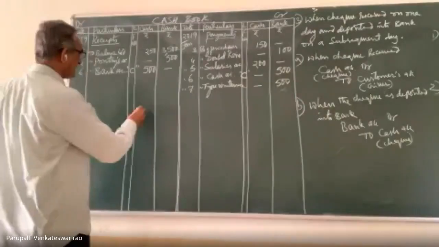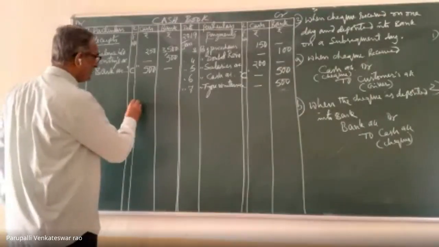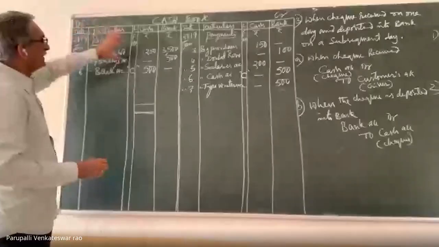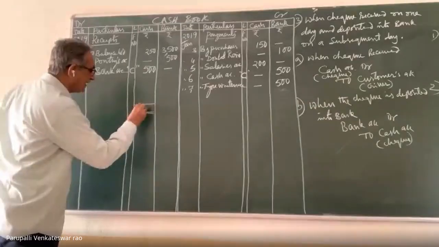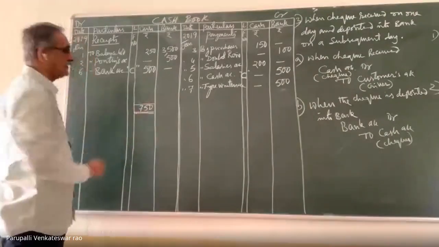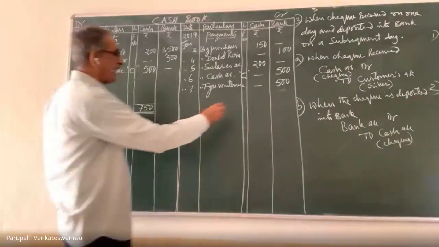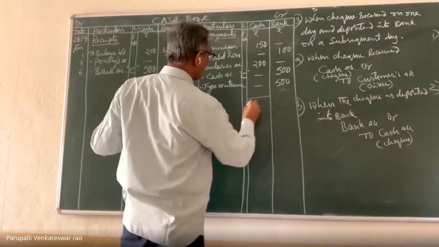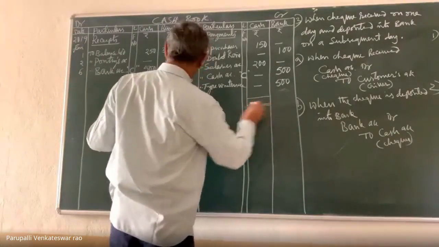Next, now closing. I am closing as usual. First, the cash account. What is the cash account balance? Total receipts are on the debit side, the receipt side. 750 is there in your account. Cash balance is 750. So 750 is carried to the right side also.